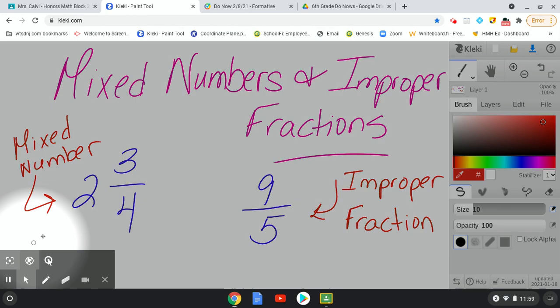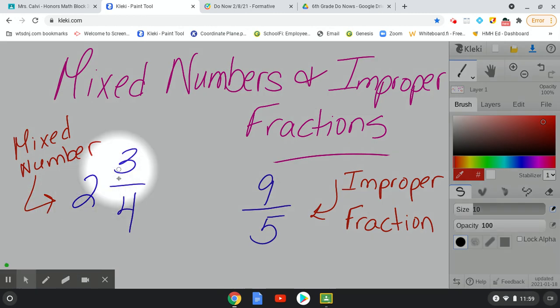So for a mixed number, we have a whole number with a fraction next to it. And for improper fractions, our numerator, the top number in our fraction, is larger than our denominator, the bottom number in our fraction. All right. Now let's say I had a mixed number and I wanted to change it into an improper fraction. So watch what I do.